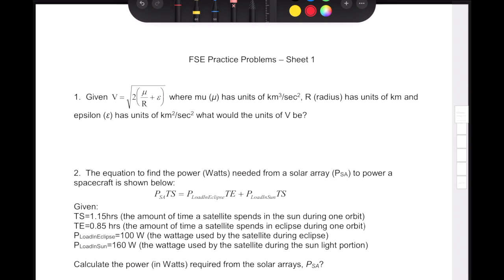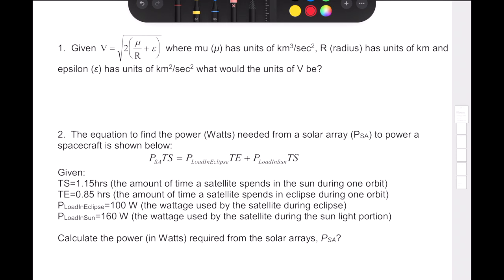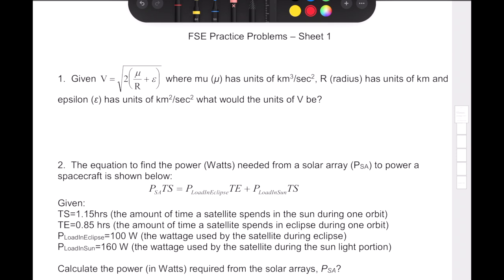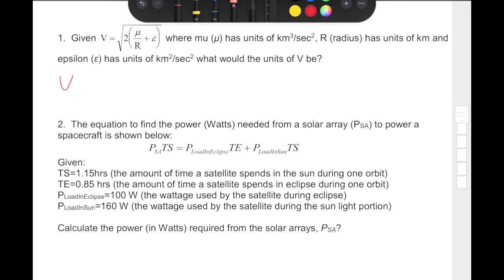All right, given this equation here, this is a dimensional analysis problem. V equals 2 times the square root of mu over r plus epsilon. Well, you will learn about this equation, but you just don't know it yet, and that's okay. You don't need to know anything about it. Basically, what we're going to do here is rewrite our equation.